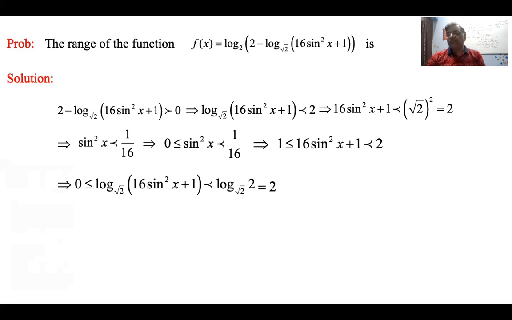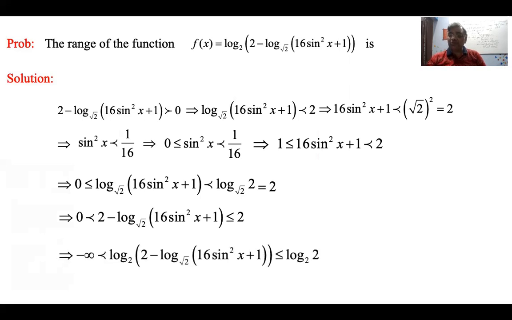So log to the base √2 of 16 sine square x plus 1 has both bounds, upper bound is 2 and lower bound is 0. So for that, minus is multiplied and 2 is added on both sides. Then 2 minus log of 16 sine square x plus 1 to the base root 2 will be in between 0 and 2. On that, logarithm to the base 2 is applied.